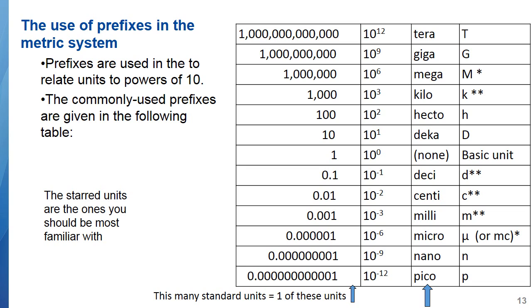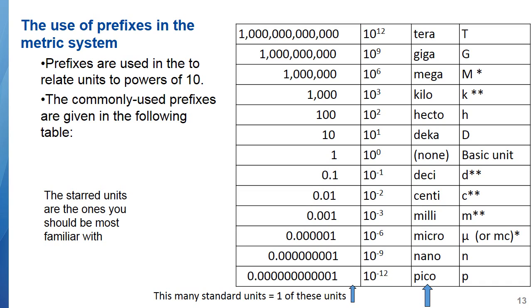Notice that I've starred the ones that we commonly use, and actually double starred the ones that we use quite a bit: kilo, centi, milli, deci sometimes. We do use micro. We use nano actually in chemistry quite a bit, but we probably won't be using it much in this class.